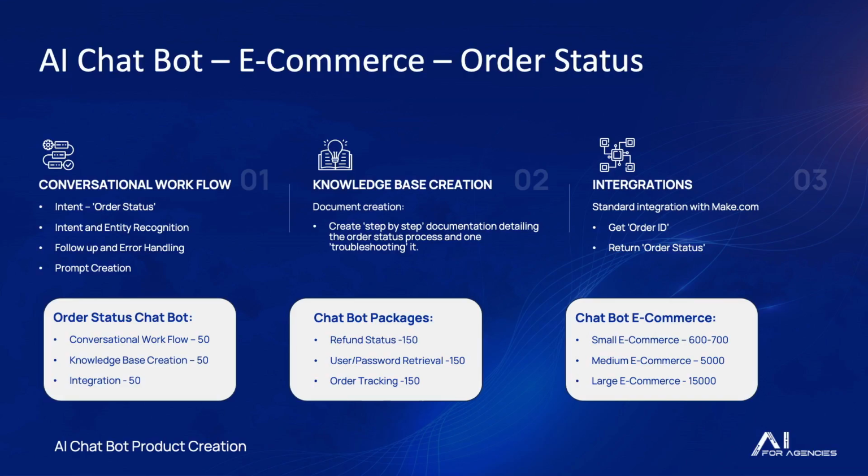So you have a conversational workflow for order status. The intent is order status. You then create the intent and entity recognition. The entity recognition in that is probably going to be the order number and the email. So the chatbot will say, can I have your order number and email? Those are entities that you'll store as variables. You will then send those using an integration with make.com to, say, Shopify. But you will also have a follow-up and error handling, for when they don't submit a valid order number.